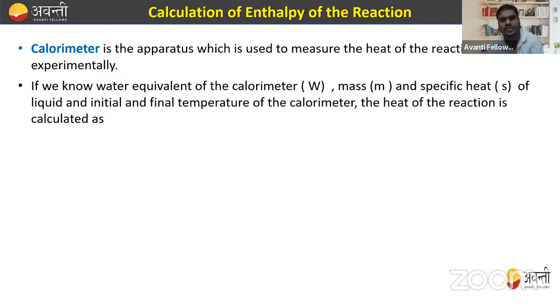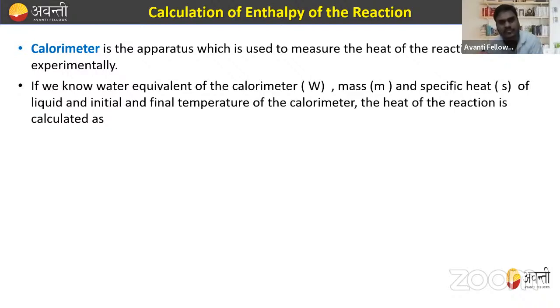Now, if you know the water equivalent of the calorimeter, that is W, the mass and the specific heat, that is S, of the liquid, and the initial and final temperature of the calorimeter, the heat of the reaction is calculated by using the below formula, right? So we're going to see the formula by which we can calculate the enthalpy of the reaction.